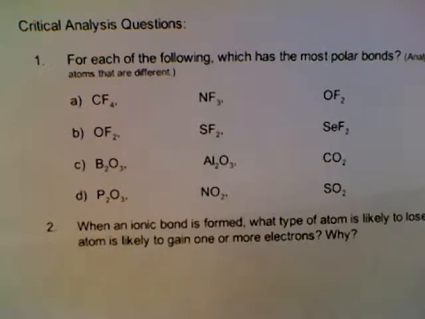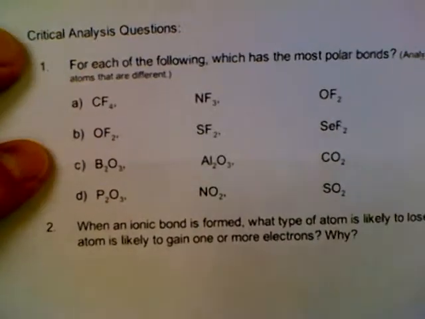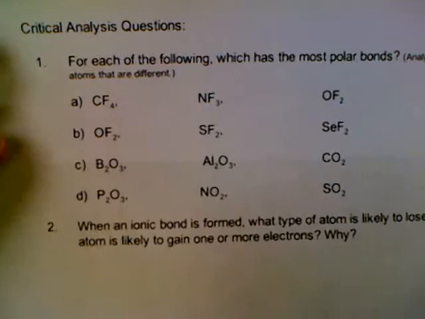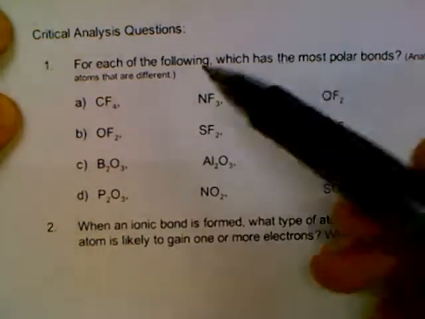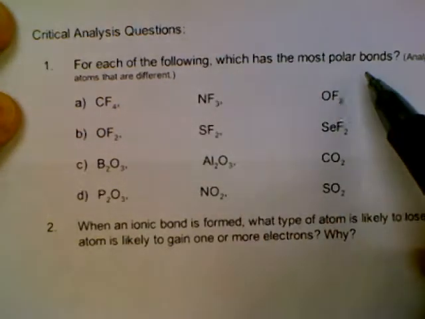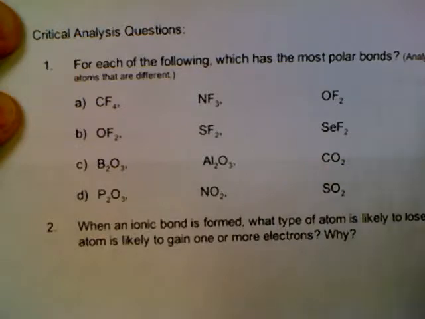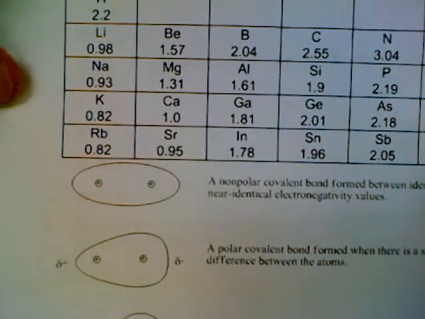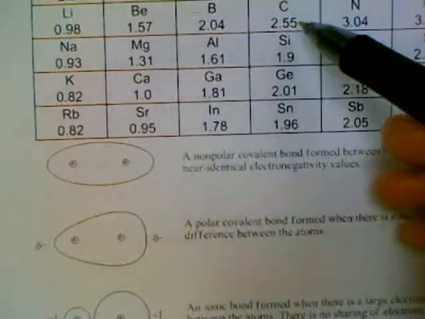Here's an example problem of how to complete a critical analysis question on the electronegativity POGIL. In order to do question number 1, for each of the following, which has the most polar bonds, tells us to analyze the electronegativity difference between atoms that are different. We need to look at each of the atoms in the formula. Use the table found on page 1 of the POGIL.